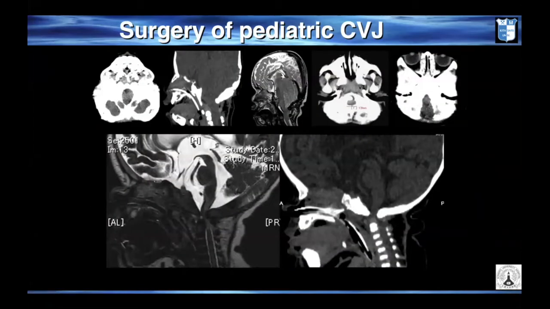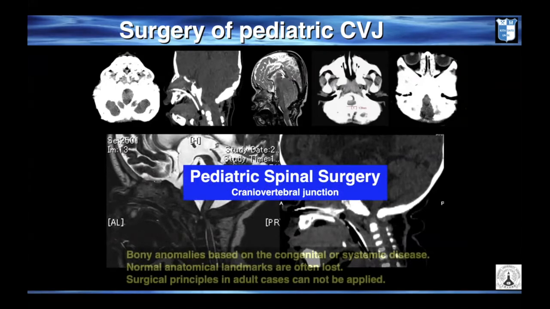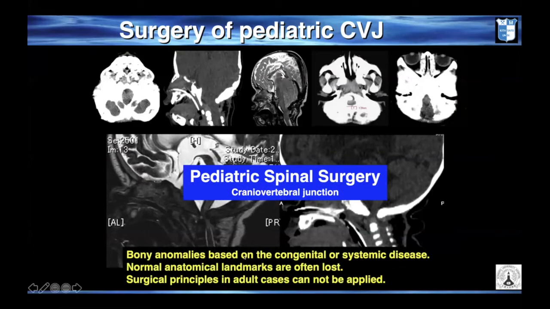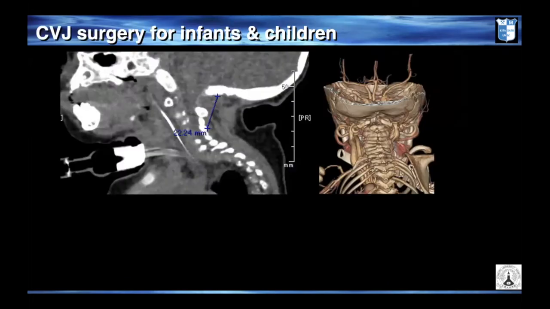Regarding surgery of the craniovertebral junction, there are some specific points you need to understand. The first is that bony anomalies based on congenital or systemic disease are predominant in pediatric spinal surgery. The normal anatomical landmarks are often lost, and surgical principles in adult cases cannot be applied in most cases of pediatric spinal surgery.